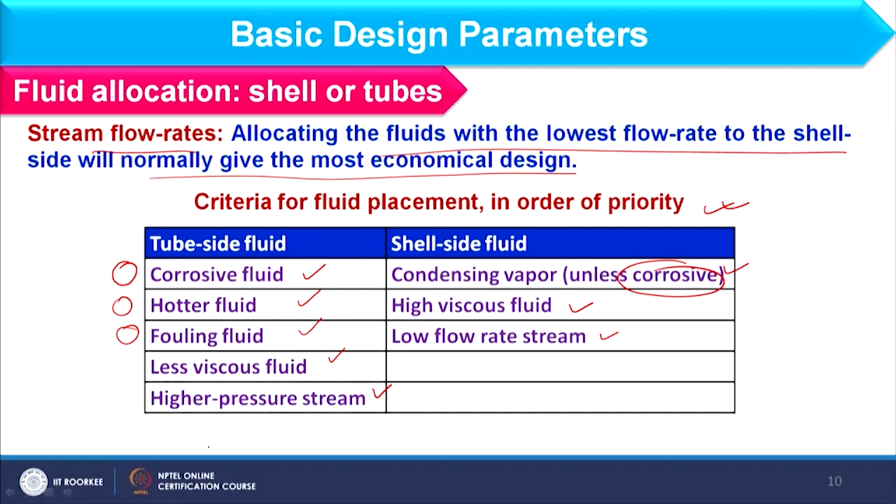So, let us say the corrosive fluid has a lesser temperature, then only I should allocate that to the tube side, and in that case the hot fluid will be allocated to the shell side, but that will work because the more serious problem is with corrosiveness than with the hot or cold temperature. So, I have to decide according to this priority table.